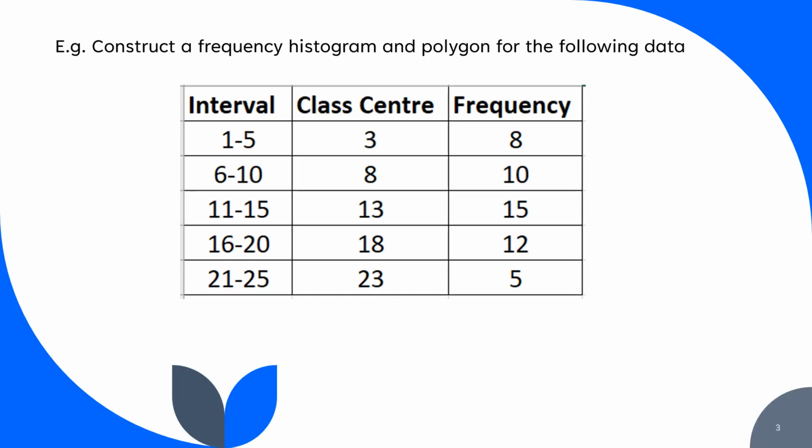So here's an example of group data. We've got our intervals from 1 to 5, 6 to 10, 11 to 15, 16 to 20, and 21 to 25. And the class center, the middle of those, is 3, 8, 13, 18, and 23. And then we've got the frequency, how many numbers are in that interval. So there's 8 numbers in the interval 1 to 5. They could be all 8 the number 1, all 8 the number 5, or a mixture of everything, just as an example.